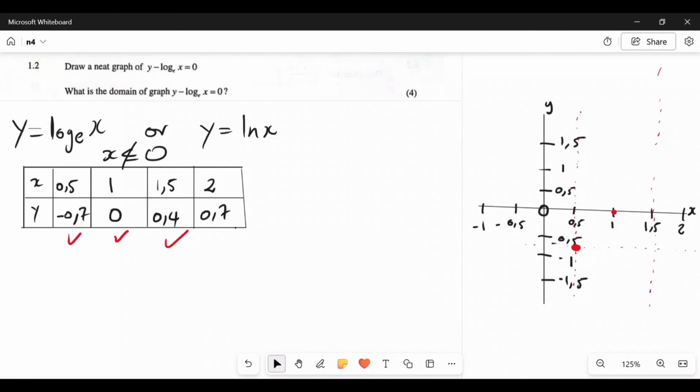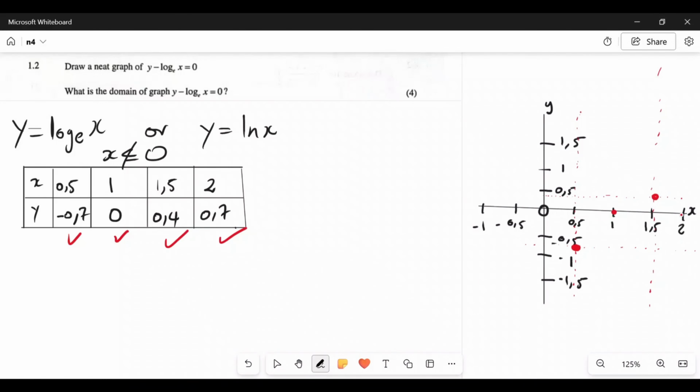So we say it can be here. We draw the line again. That is horizontal. Wherever they meet, this is going to be our point there. And then we go to the last point. So our last point says when x is 2, y is 0.7.